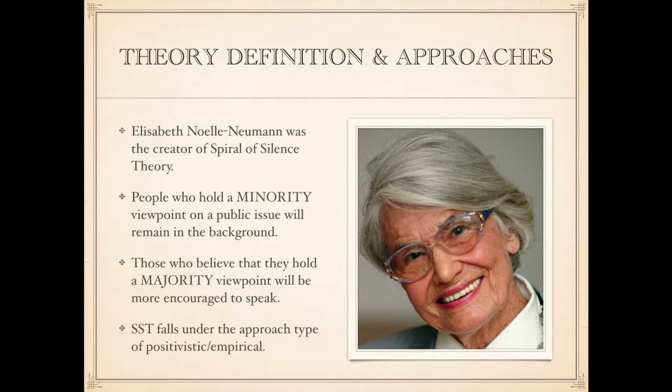The spiral of silence theory falls under the approach type of positivistic or empirical. It falls into this category because this theory takes the approach of accepting the truth as value neutral. So the theory is researched and formed through objective observations. And this basically means that Elizabeth had a hypothesis and she did observations to test her hypothesis, and then she came to a conclusion which initially created this theory.